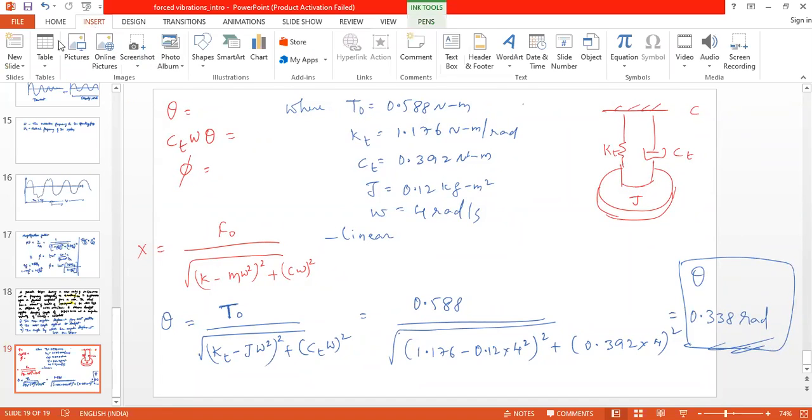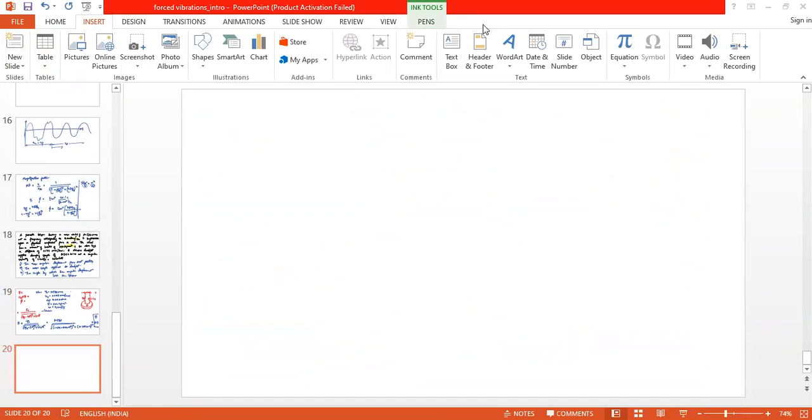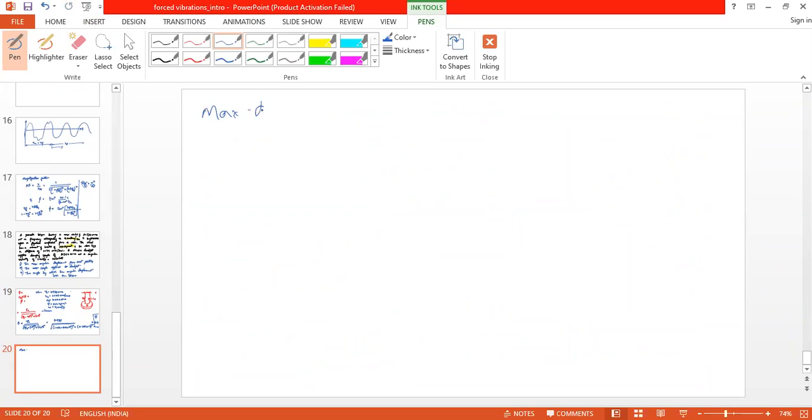And what is the maximum damping couple? The maximum damping couple is Ct omega theta, and the value of Ct is 0.392, omega is 4, and theta is 0.338. So that is 0.527 Newton meter. Since it is a couple, it is Newton meter.